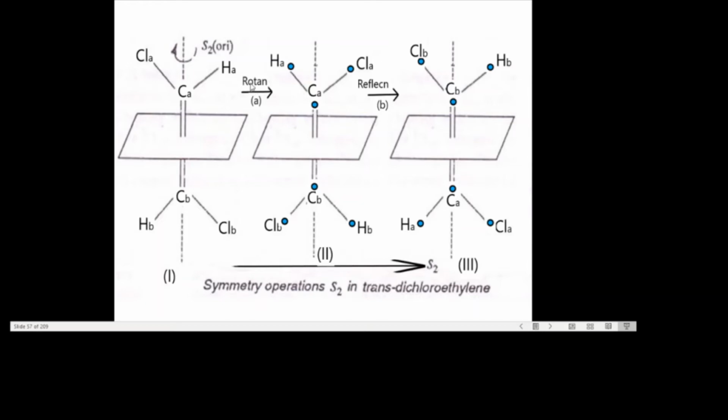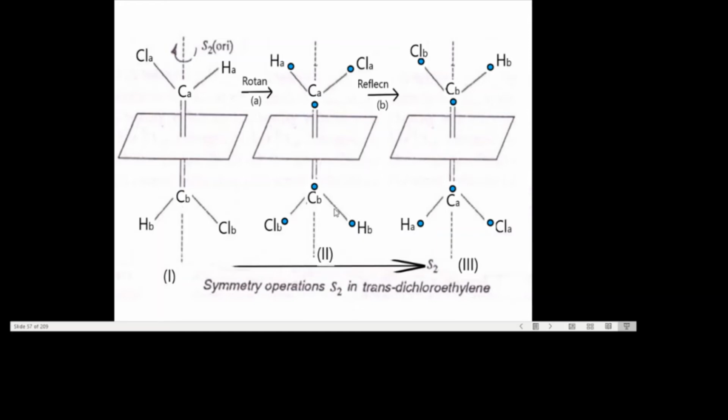Now I have represented rotation as A. That means for an improper axis of rotation, first of all, we have to perform rotation around the axis and then reflection through the plane perpendicular to the axis. Once we complete the rotation, you can see carbon A and B are in their own position. Hydrogen A and chloride A have changed their position with each other. Chloride B and hydrogen B also change their position with each other. So, let me say this is our structure number 2.